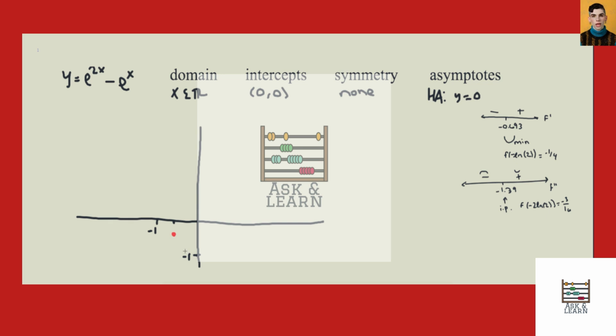And our inflection point was negative 2 ln of 2, and that was approximately negative 1.39. So negative 1.39 would be about here. And the y value we said was negative 3 over 16, so let's say that's about here. Let's say our inflection point is about here. So that's our inflection point. Oh, and we said that we had a horizontal asymptote at y equals 0, so let's draw that in.